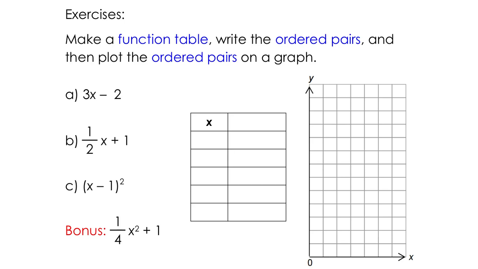And now I'd like you to try doing this with different functions. Make a function table, so you can use this as a template to do your own work. Make a function table and then write the ordered pairs, then plot the ordered pairs on a graph. So you're going to do what I did on the previous slide, and you're going to make a table of values using your function and then turn that into a graph. Pause the video and try this, and then you can check back in to see how you did.